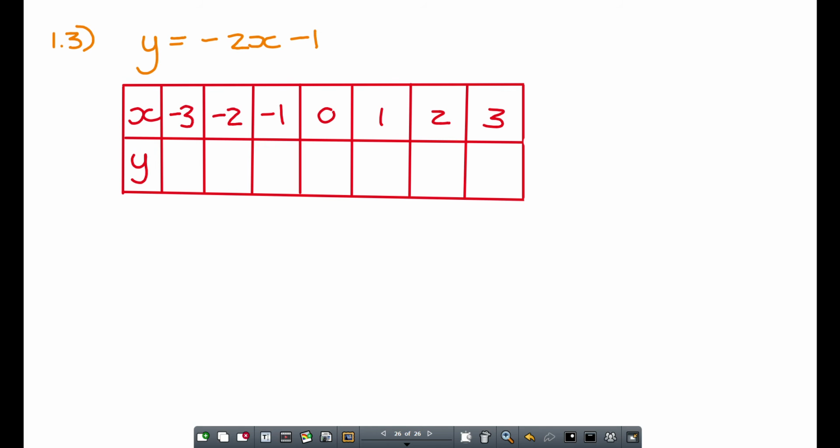So let's fill in what we needed to calculate. Minus 2 times minus 3 gave me positive 6. Minus 1 gave me 5. Then minus 2. If x is minus 2, it would be minus 2 times minus 2, which gives me 4. And then minus 1 gives me 3. Again, can you see I'm subtracting 2? So subtract 2, so you should get 1, minus 1, minus 3, minus 5, minus 7.